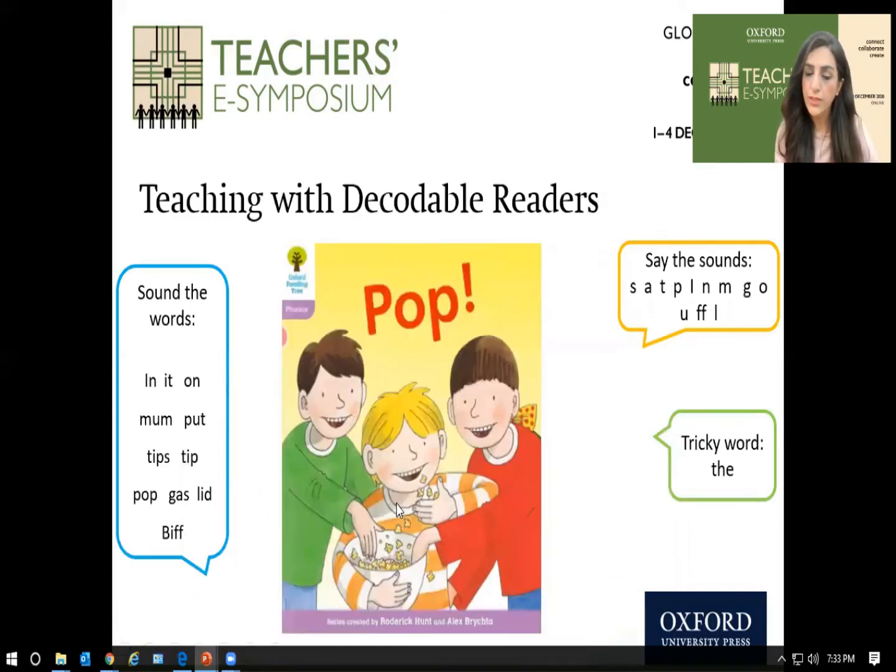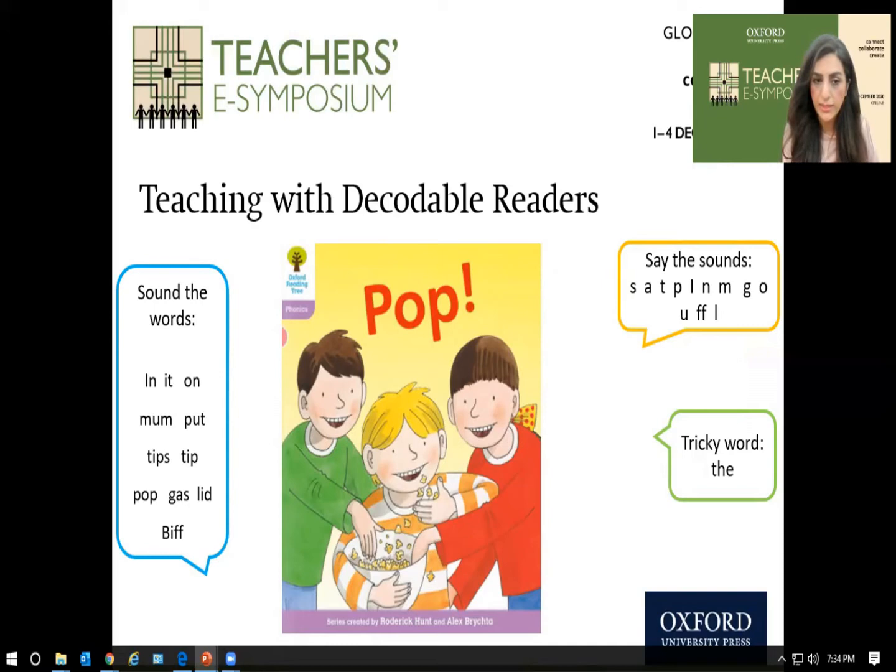Tricky words are generally given in books as well, such as this one. This is a Decodable Reader by Oxford, in the Oxford Reading Tree series. It's the Biff, Chip and Kipper Stories series. You can see the title is decodable, and you can start talking about what's happening in the picture to engage students. You've got guidance on say the sound as you start the book. The sounds are listed, and you practice them with the students. The tricky words are also given. You practice them before you start reading and sounding out the words. These are decodable words that you need to practice with the students before they start reading.